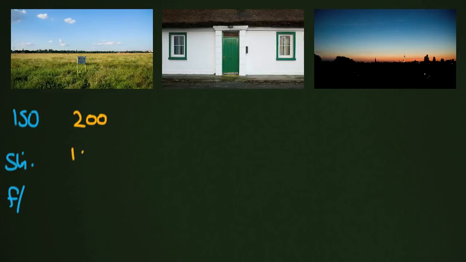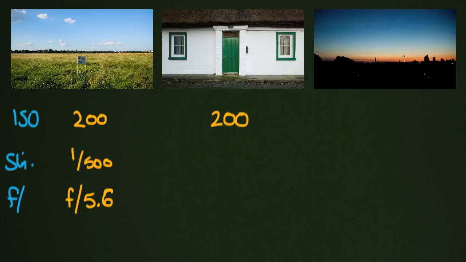Its shutter speed is about a 500th of a second, and it was taken at around f5.6. So it's pretty standard for an evening, bright day. That's a pretty average shot, really. This shot was the Irish cottage. It was a cloudy, rainy day.